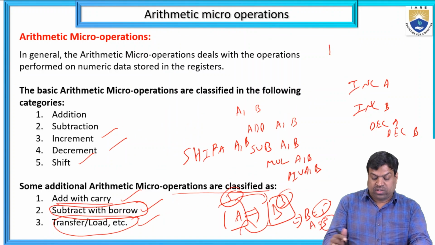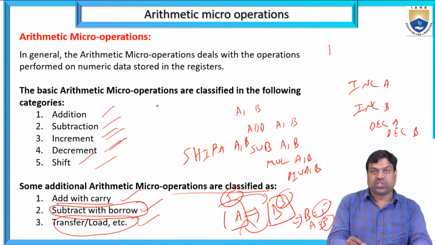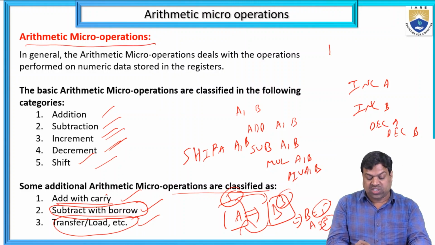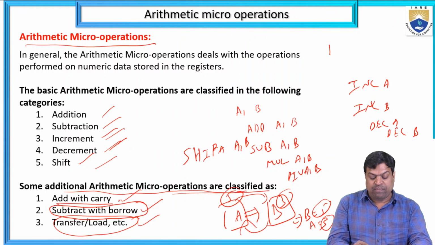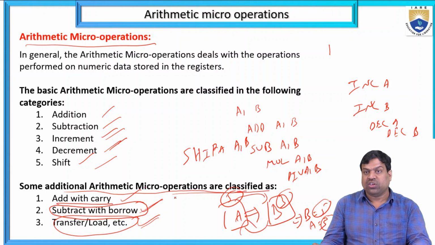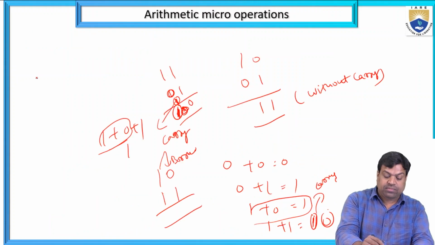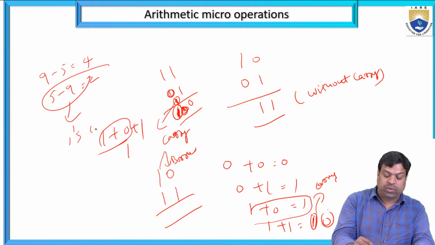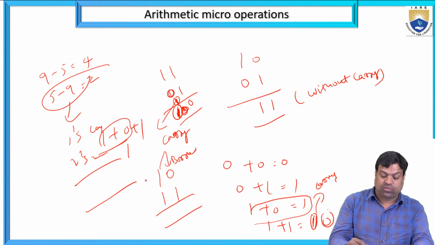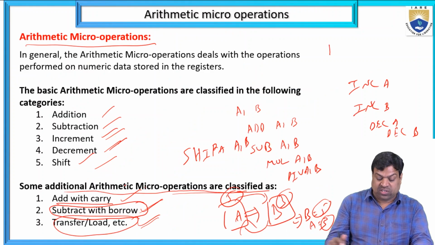So addition, subtraction, increment, decrement, and shift operations are under arithmetic operations. And especially for addition, the arithmetic micro operations are add with carry, subtract with borrow, and transfer or load operations. Subtract with borrow means, suppose I'm taking 9 minus 5, we know that is 4, but 5 minus 9, in binary how is it possible? We go for the 1's complement and 2's complement, then only we do the addition of A plus B. For this we need subtract with borrow.